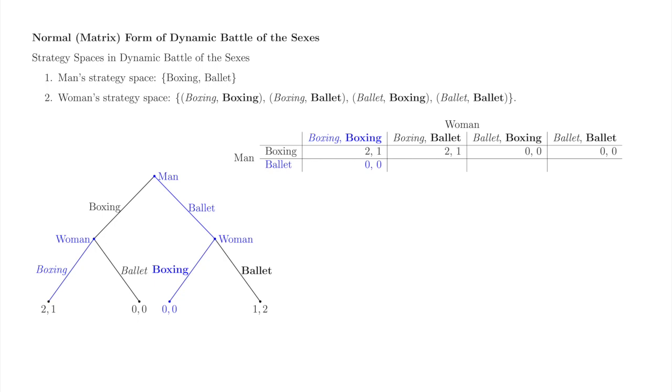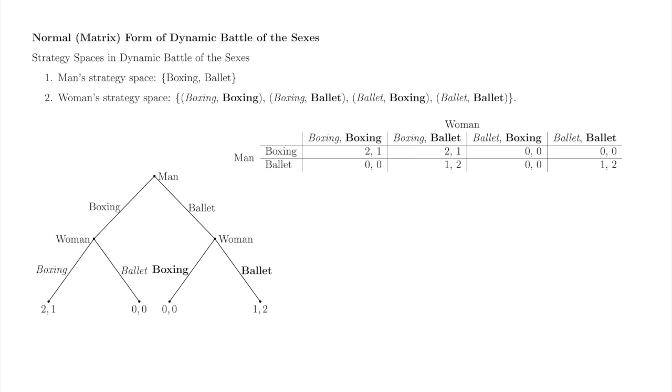In the bottom row, the man plays ballet, so the bold action in the woman's strategy is the one on the path of play, and the italicized action is not. The man goes to the ballet, the woman goes boxing, and payoffs are 0 each. The man goes to the ballet, the woman goes to the ballet, and payoffs are 1 and 2 respectively. The man goes to the ballet, the woman goes boxing, and payoffs are 0 each. Finally, the man goes to the ballet, the woman goes to the ballet, and payoffs are 1 and 2 respectively. We're done writing down the matrix form of this game.